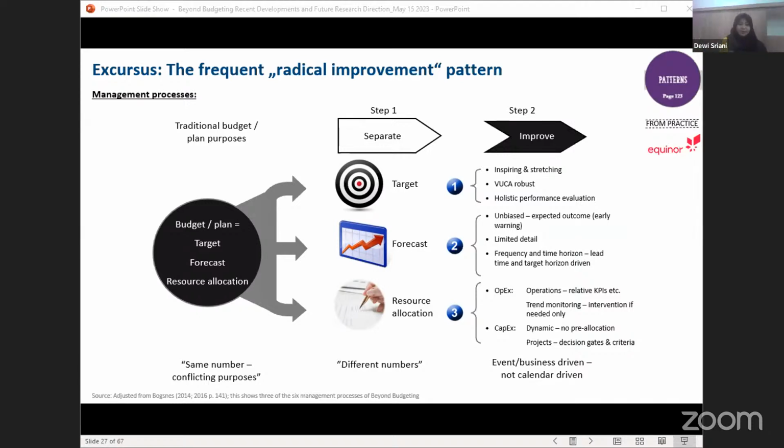Okay, thank you very much. That's very clear. And then the next question is, you say that a lot, or I mean, you state many advantages or positive effects of beyond budgeting. But are there any potential drawbacks for beyond budgeting implementations in companies?